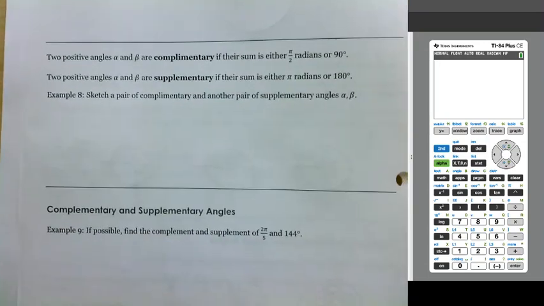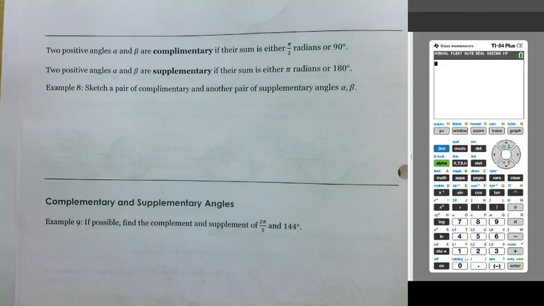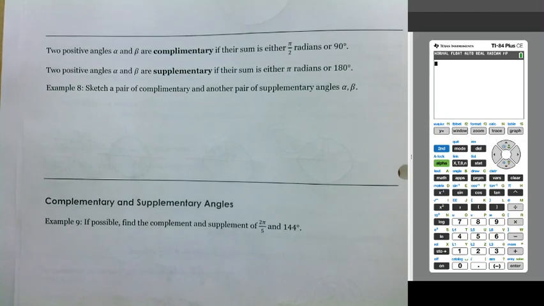Okay, moving right along. Now we're going to talk about a new definition here. Two positive angles, alpha and beta, are complementary if their sum is either pi over 2 radians or 90 degrees. We might have been familiar with 90 degrees being complementary, but what's new here is the pi over 2. But remember from earlier, a quarter of the way around the circle, a right angle, 90 degrees, is pi over 2 radians. So to find complementary angles, we just have to have their sum be pi over 2 instead of 90 if we're working in radians. Similarly, for supplementary, they just have to add up to pi radians or 180 degrees.